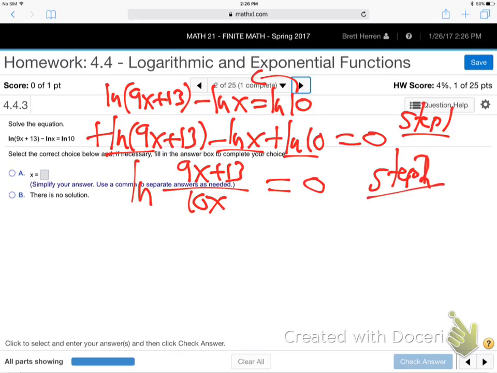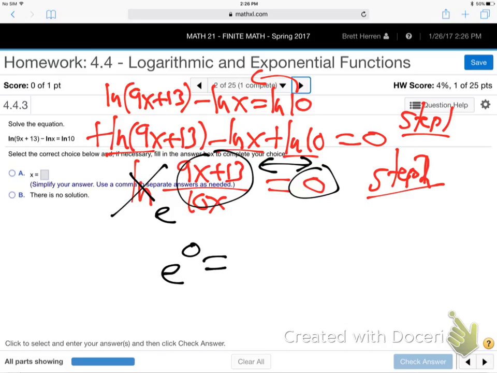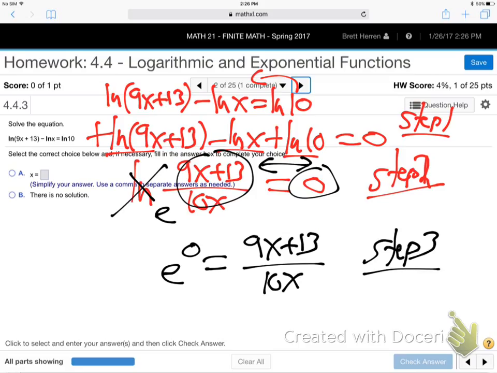And now, next step, lose the log. Right? We're counting them down. 3 logs, 1 log, no log. How do you lose the log? What's the base? E. When you lose the log, base stays the base. Other 2 swap. Instead of e to all that messy x stuff, it's e to the 0. And that big old x fraction goes over there. That's step 3. Lose the log. That good?